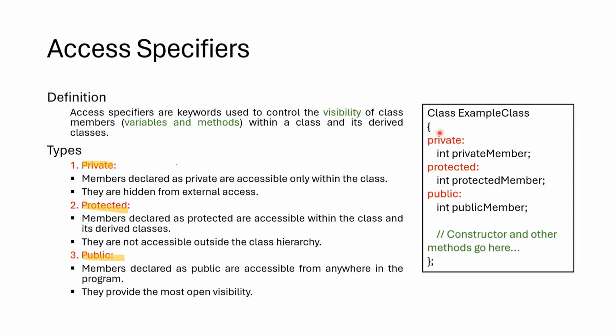Let's look at this example code snippet to understand the access specifiers. Here we have the class name as ExampleClass and the three data members as private, protected, and public.